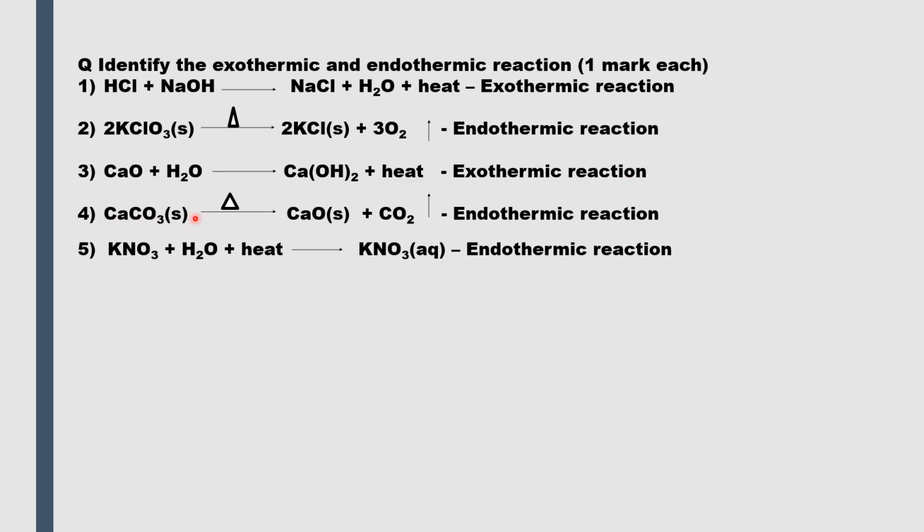When calcium carbonate is heated, heat energy is absorbed to break the bonds between the atoms of calcium carbonate, in order to decompose this particular substance to form calcium oxide and carbon dioxide. So since heat energy is absorbed by calcium carbonate, it is an endothermic reaction. When water is added to potassium nitrate, here you can see heat energy is absorbed, so an aqueous solution of potassium nitrate is formed. So since heat is absorbed in the chemical reaction, it is an endothermic reaction.